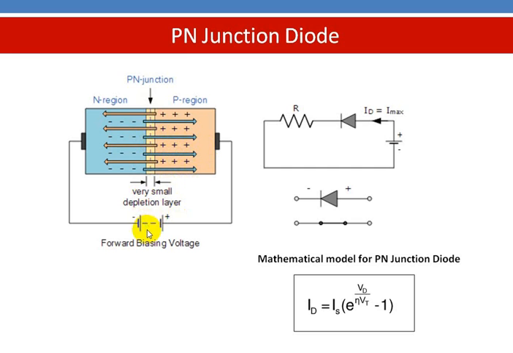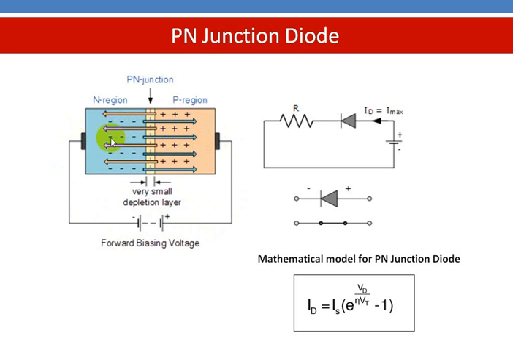Now let us see how the diode works. In the forward biased condition, the anode is made positive with respect to the cathode. Positive voltage is applied to the anode, negative voltage is applied to the cathode. This negative potential will push the electrons from the N region to the P region, and similarly this positive voltage will push the holes into the N region. So the electrons cross this depletion layer and get attracted towards the positive terminal. Similarly, holes move into the N region and get attracted to the negative terminal.